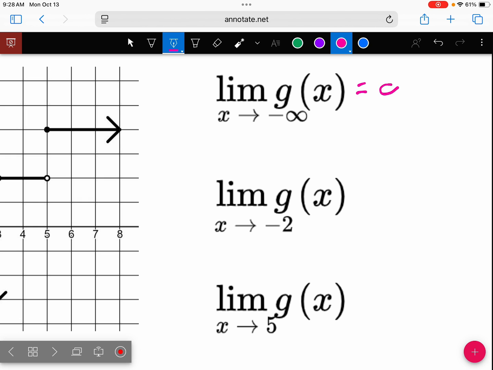A lot of times when looking at limits as x approaches infinity, it will be positive or negative infinity. Occasionally it will be a natural number, but more often than not, it's an infinity.